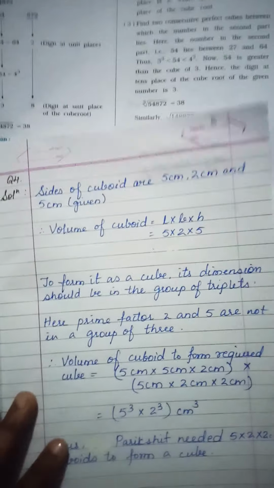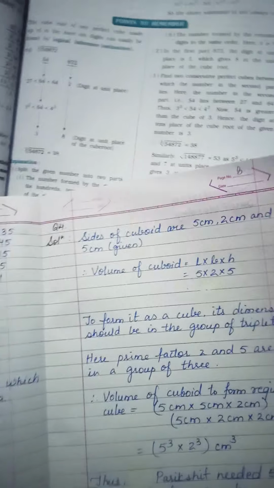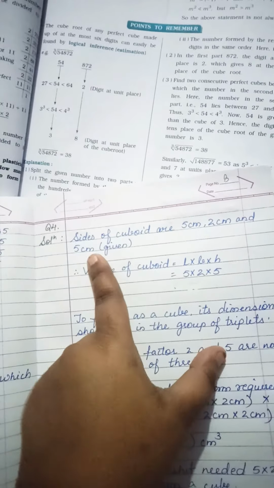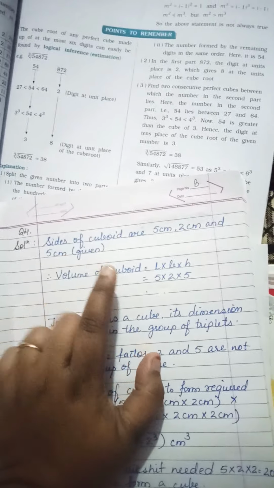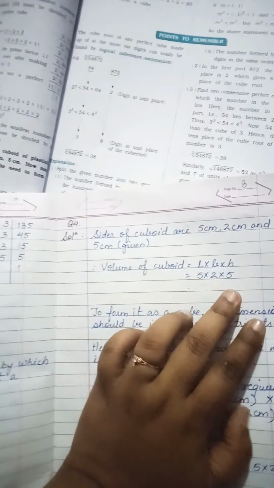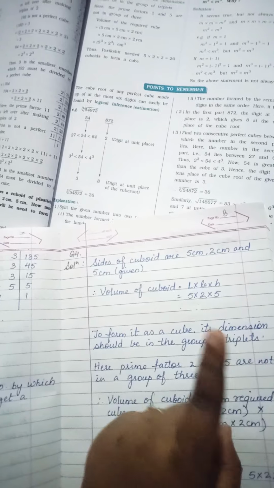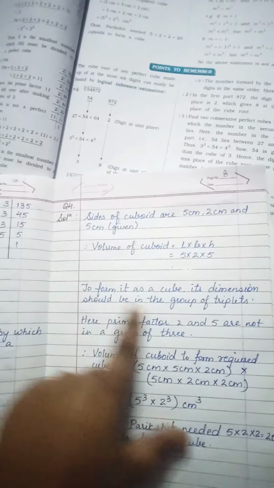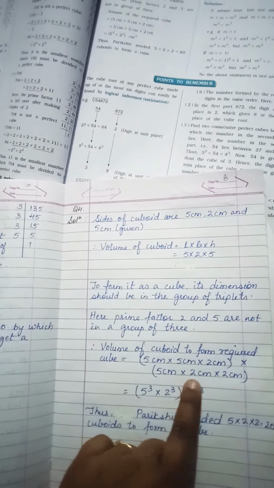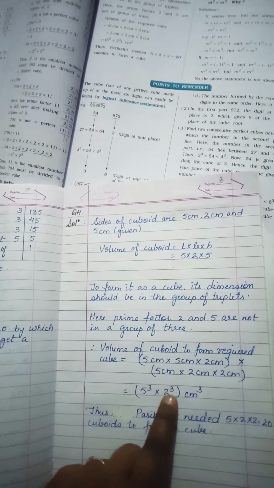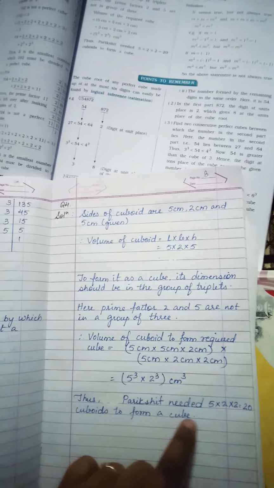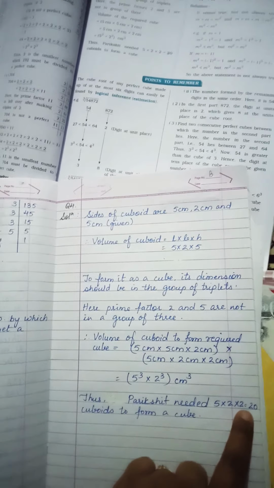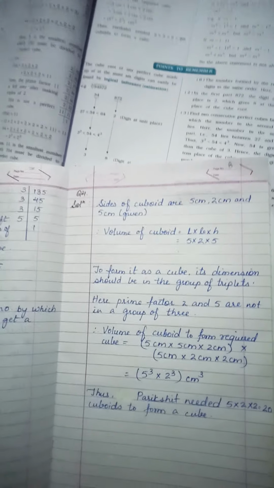Question number 4: Prakrashit makes a cuboid of plastic with sides 5 centimeter, 5 centimeter and 2 centimeter, and from this they have to make a cube, right? In a cube all the sides should have the same cube group of 3, but here 5 appears 2 times and 2 appears 1 time. So how much of 5 do we have to multiply? One 5 and two 2s. This is the statement I have written, and I multiply to become a cube. So 5 cube and 2 cube. Thus Prakrashit needed 5 into 2 into 2, which is 20 cuboids to form a cube.